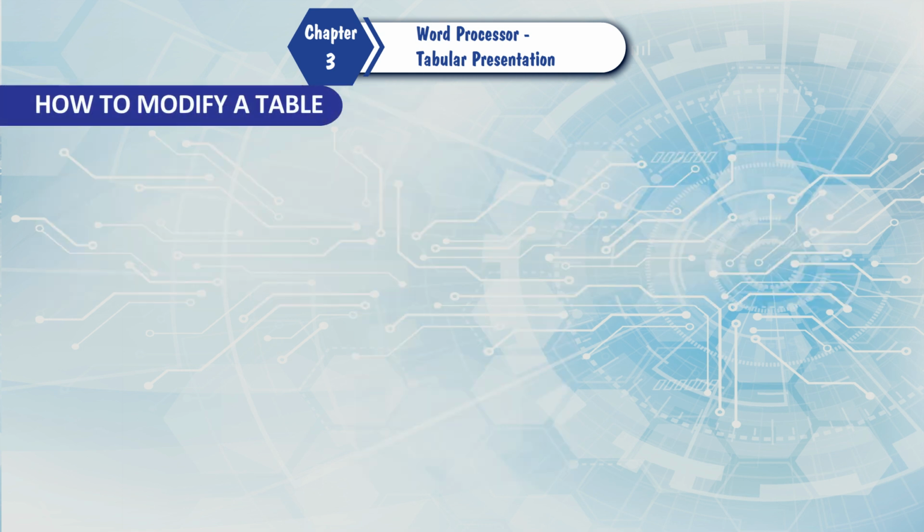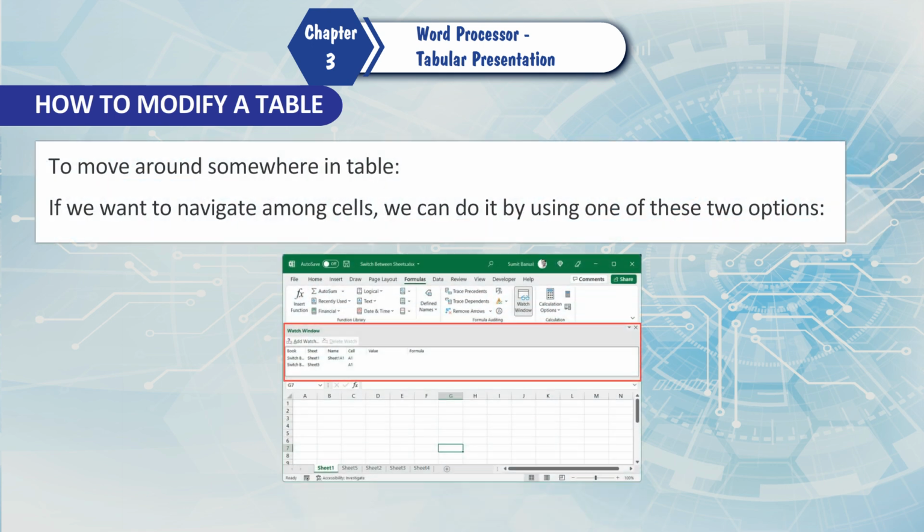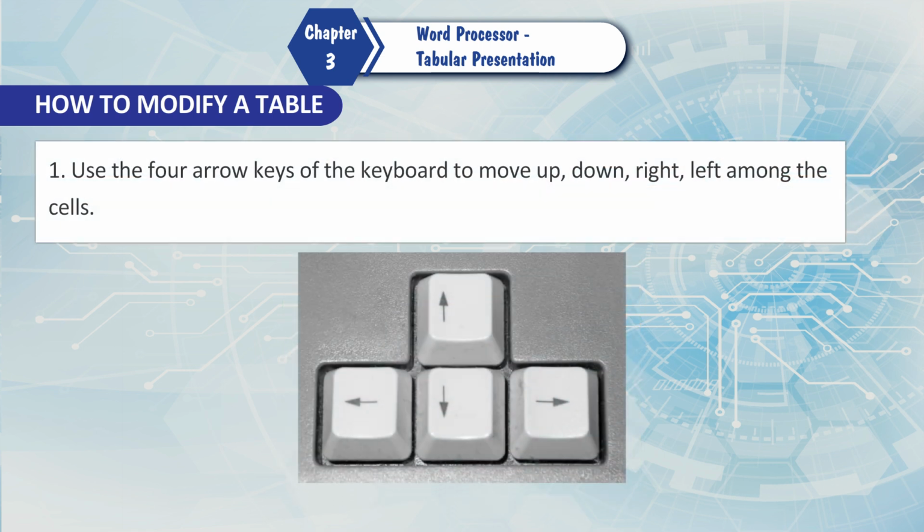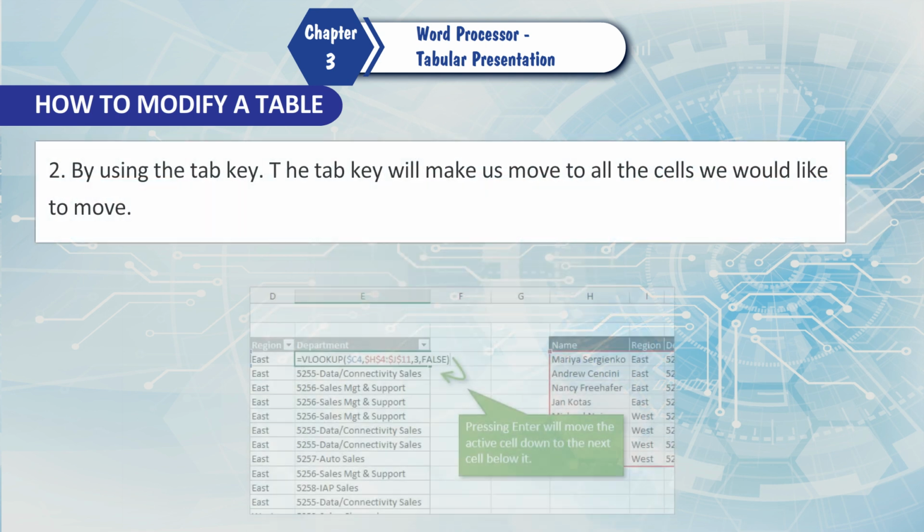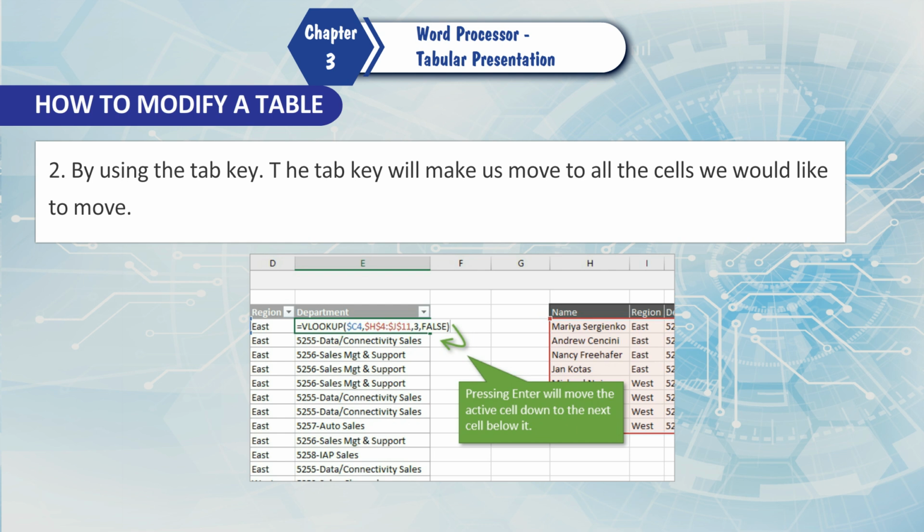How to modify a table. To move around somewhere in the table. If we want to navigate among cells, we can do it by using one of these two options. Use the four arrow keys of the keyboard to move up, down, right, left among the cells. Using the Tab key will make us move to all the cells we would like to move.